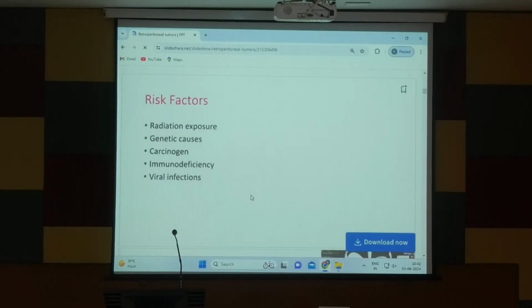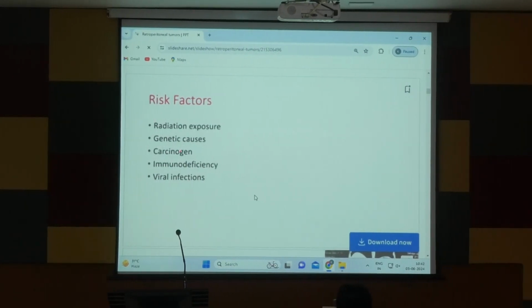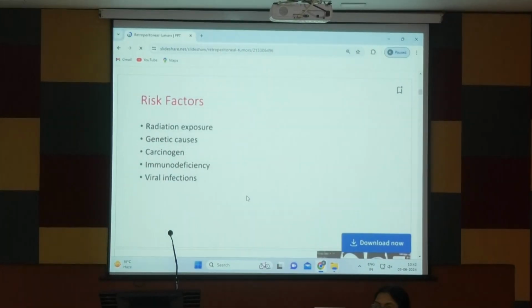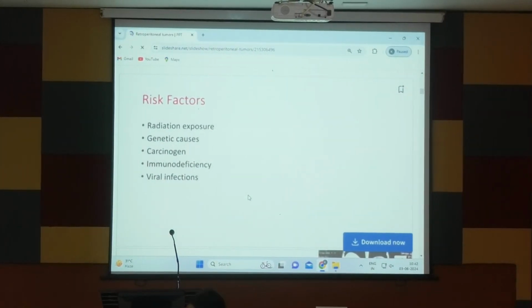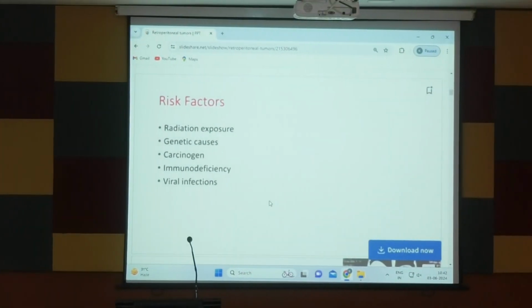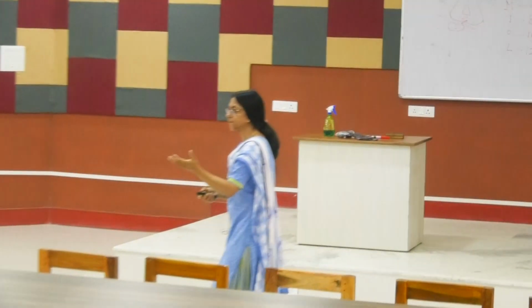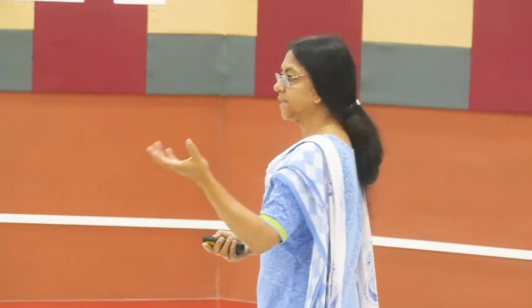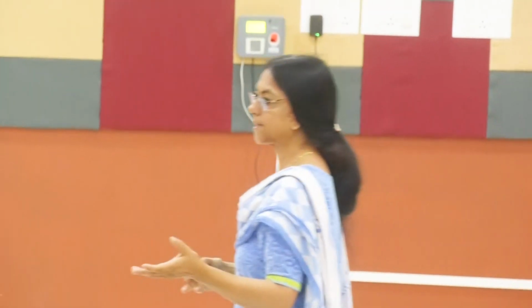Risk factor, as I was telling you, can be radiation exposure. Those who have had radiation many times before are also responsible; they might also get retroperitoneal tumors. Immunodeficiency, viral infection, carcinogens. What are carcinogens? Even the phenyl we use to clean the floor, the perfume and room sprays we use, even those can be carcinogens. Even then they can incite various transformations inside us.